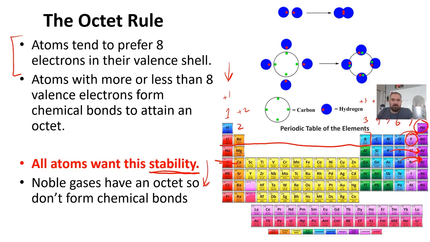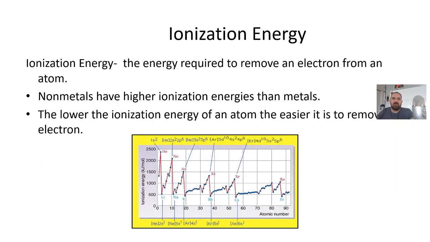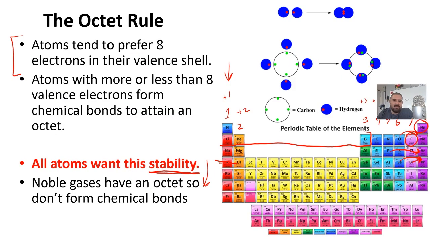So let's keep going. All right, so our next trend is going to be ionization energy. So let's go ahead and write down the definition. Ionization energy is the energy required to remove an electron from an atom. And nonmetals are the ones that have the higher ionization energy. The reason for that goes back to the octet rule.